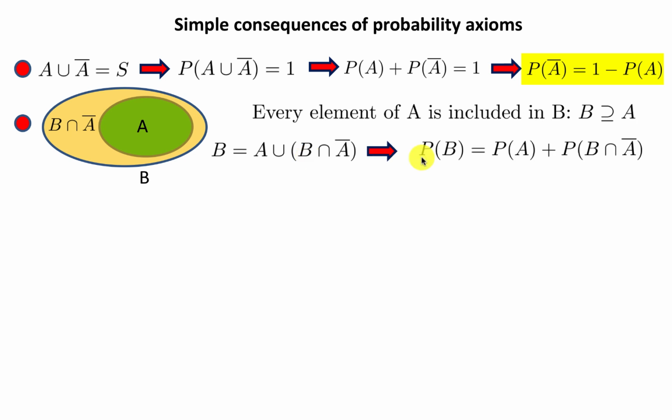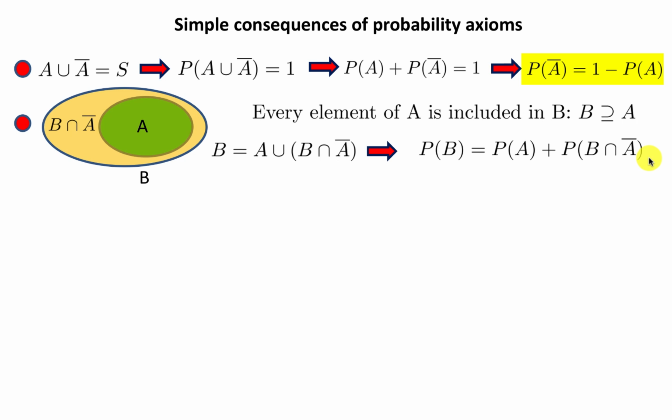And so by the second axiom that we saw, the probability of B can be written as the probability of A plus the probability of B intersection A bar. As I stressed over here, with this diagram you can see that B intersection A bar has no elements in common with A, and so this follows the sum of two independent events.